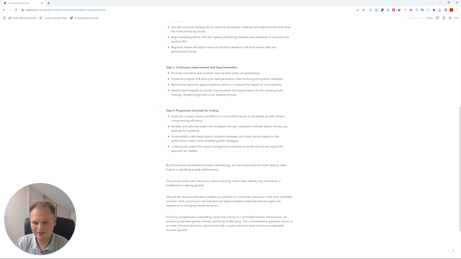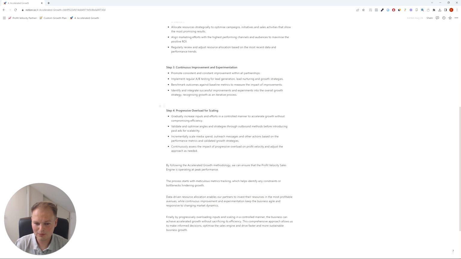And step 4, progressively overload for scaling. Gradually increase inputs and efforts in a controlled manner to accelerate growth without compromising efficiency. Validate and optimize angles and strategies through outbound methods before introducing paid ads for scalability. Incrementally scale media spend, outreach messages, and other actions based on the performance metrics and validated growth strategies, and continuously assess the impact of progressive overload on profit velocity and adjust the approach as needed.